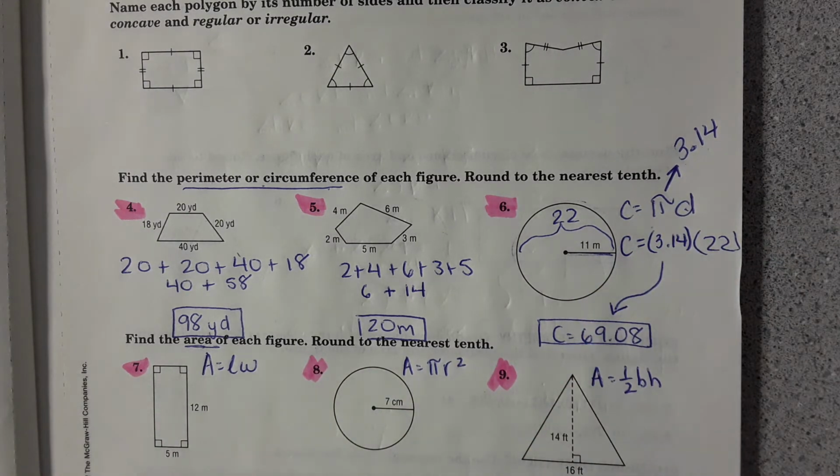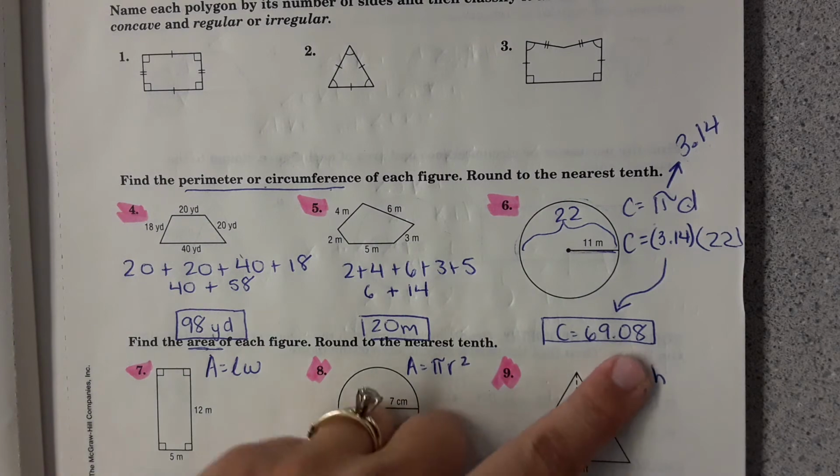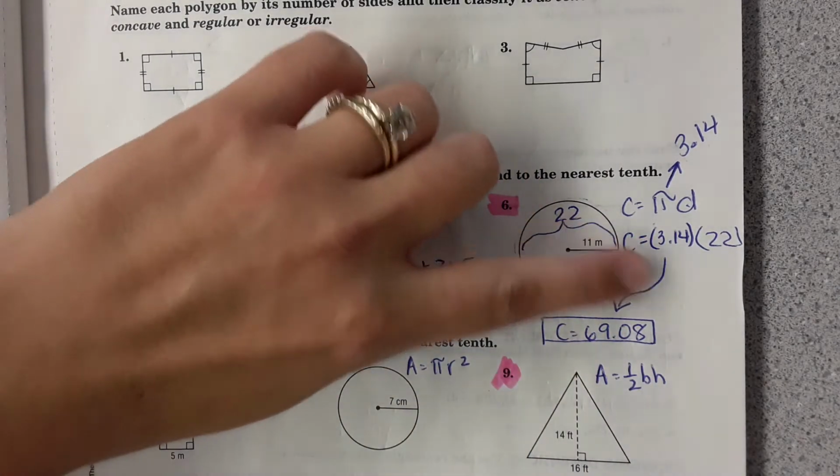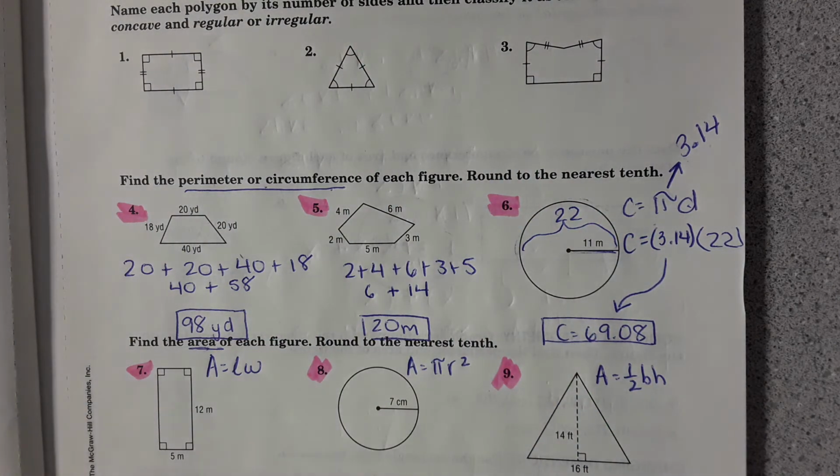Now again, you might have gotten like 69.12 or something like that. That's still correct. You might have used the pi button instead of using 3.14. Just know that when you look at answer choices, if it's a little bit off, that's just because of the pi discrepancy.